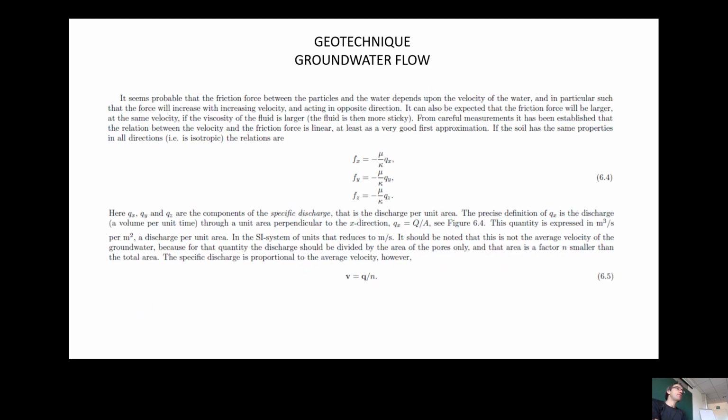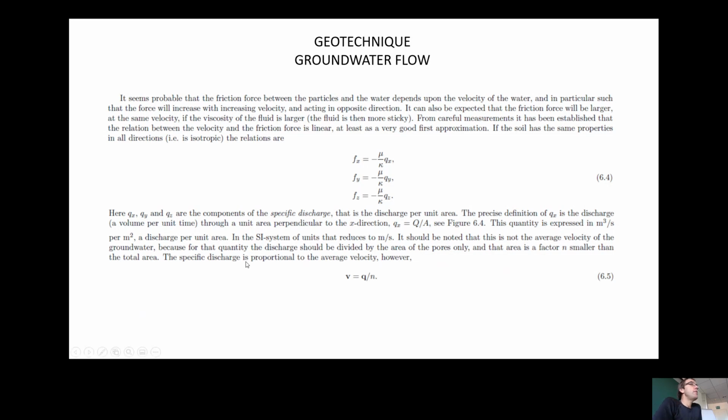It seems probable that the friction force between the particle and the water depends upon the velocity of the water, in particular such that the force will increase with increasing velocity and act in the opposite direction. It can also be expected that the friction force will be larger at the same velocity if the viscosity of the fluid is larger. From careful measurements, it has been established that the relation between the velocity and the friction force is linear, at least as a very good first approximation.